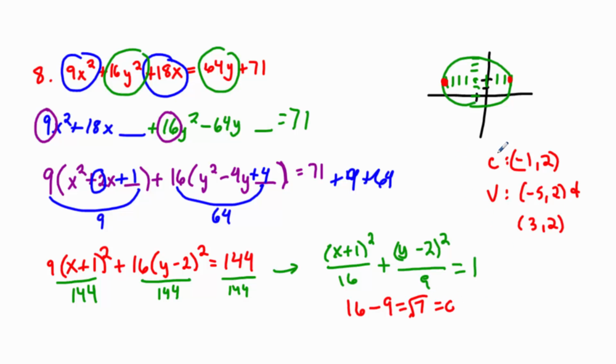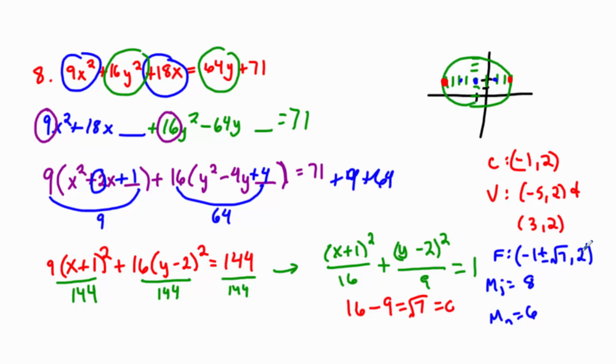The square root of 7 is what I would add and subtract to my center point to figure out what my foci are. And so because my major axis is going left to right, that means I need to add and subtract from my x value of my center point. -1 plus or minus square root of 7, comma, 2. Then I just have my major and minor axis. My longer axis has a length of 8. My minor axis has a length of 6.